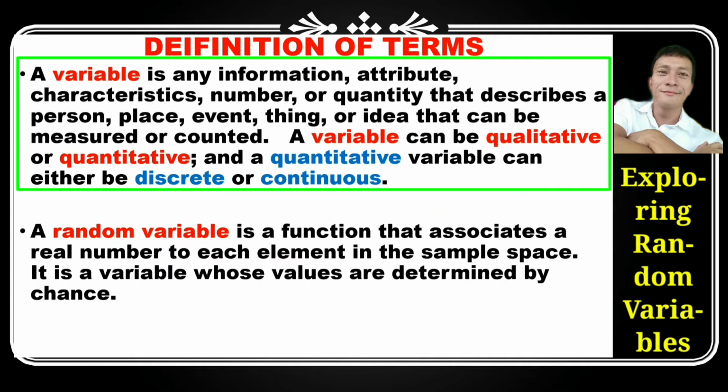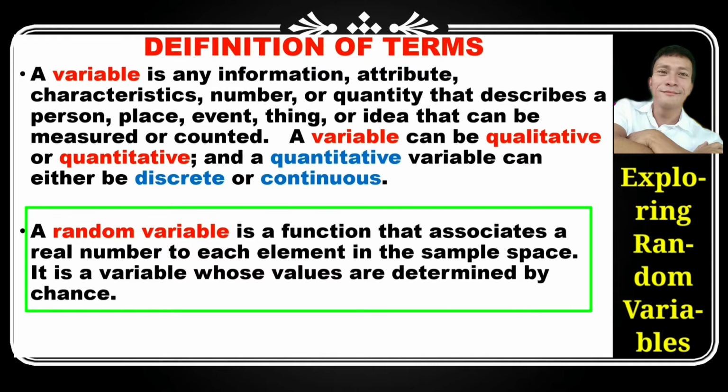A variable is any information, attribute, characteristic, number, or quantity that describes a person, place, event, thing, or idea that can be measured or counted. A variable can be qualitative or quantitative, and a quantitative variable can be either discrete or continuous.